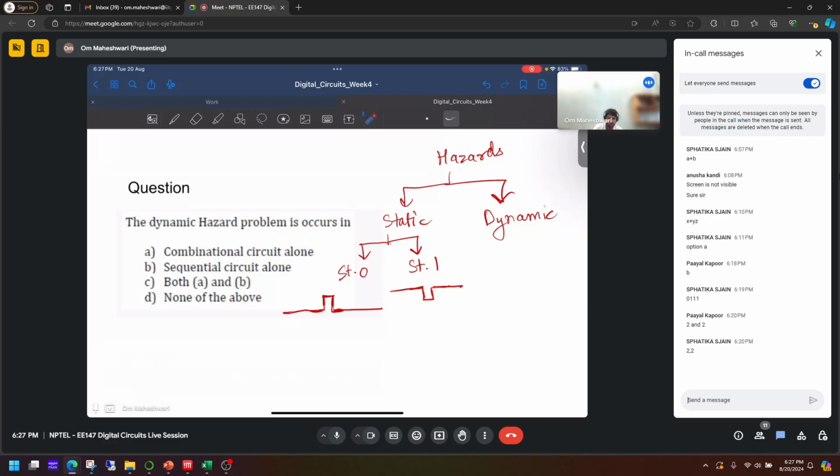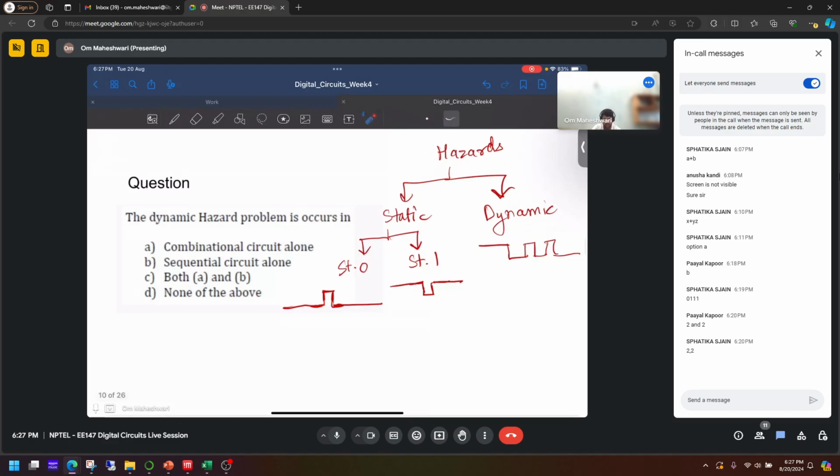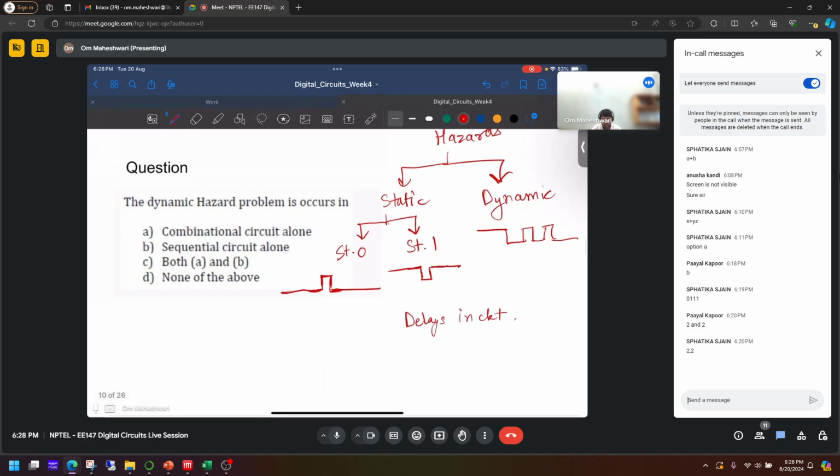Similarly, in static 1, your output should have been 1 as a static, but you get some discrepancy in some portion. In dynamic, you can have multiple transitions like these. Like it is supposed to be 0, but it goes to 1, then 0, then 1, then 0, something like that, then goes to 0. In dynamic, you may have multiple transitions. So why do these happen? These happen due to delays in the circuit. And those delays in general, what do they cause?